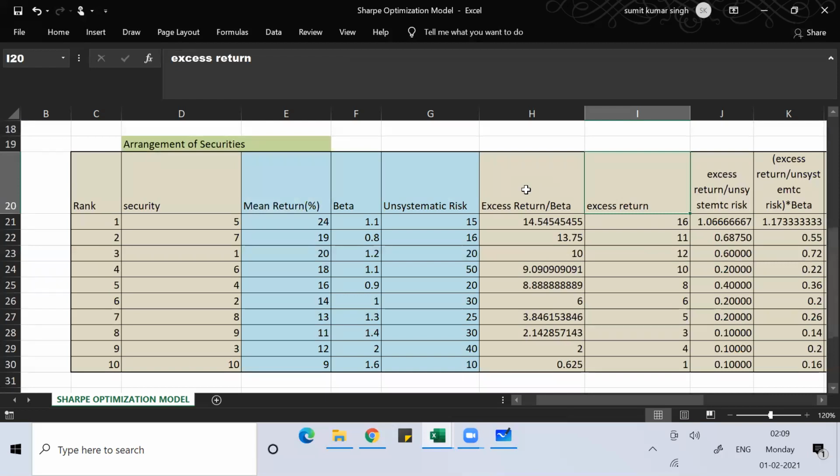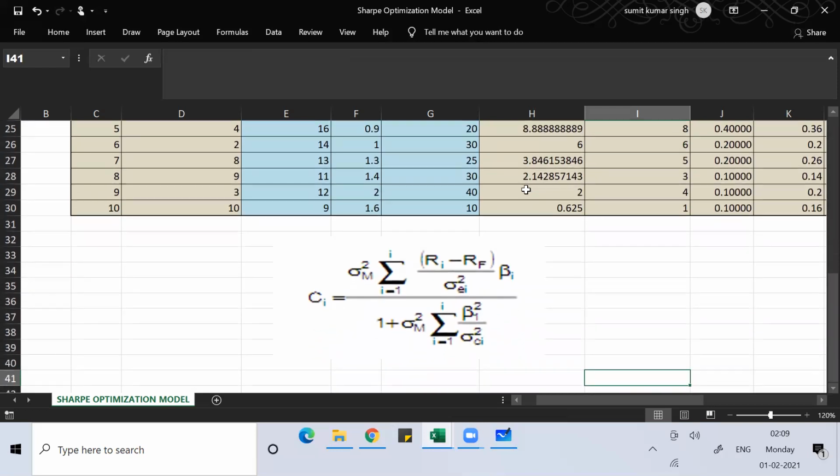Then what I need to do now is find the cutoff rate. This is the formula for the cutoff rate. According to this formula, in my numerator I first have to find Ri minus Rf, that is the excess return. Multiply that with beta and divide by the unsystematic risk. I have to find the cumulative value of that, and multiply it with the variance of the market. That will be my numerator.